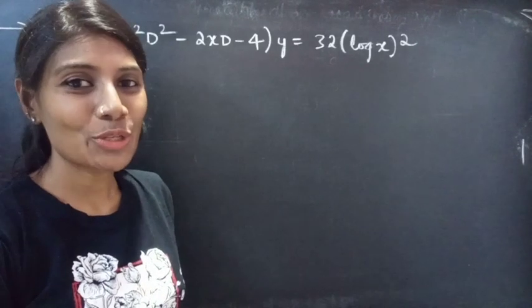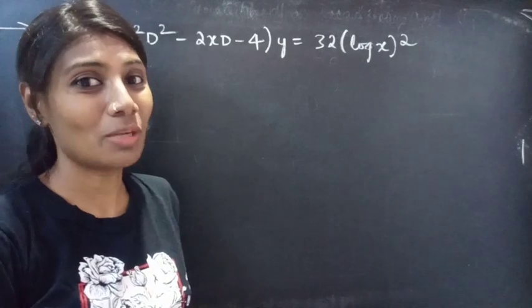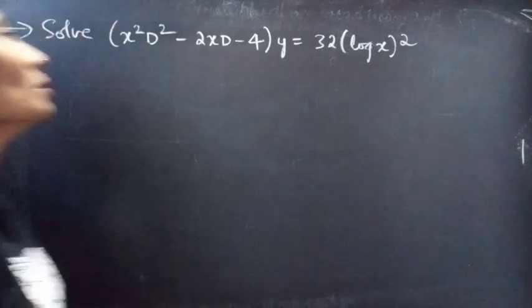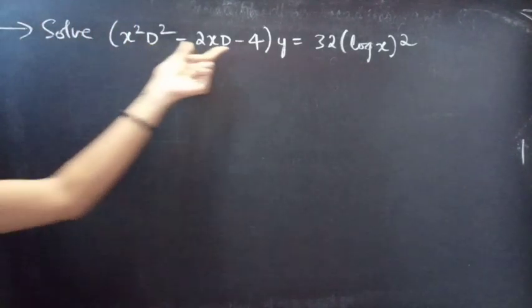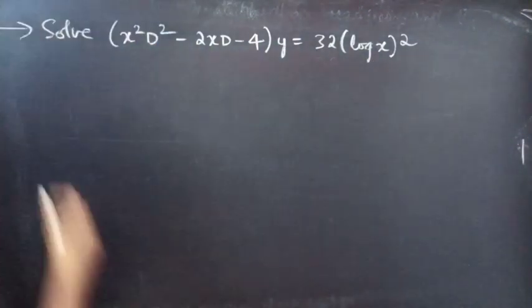In this video, we are going to solve a differential equation from higher order linear differential equations with variable coefficients. So let's get going. Problem: Solve (x squared D squared minus 2xD minus 4) y equals 32 (log x) whole squared.